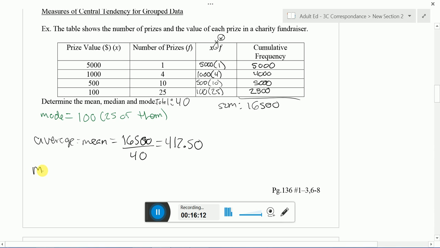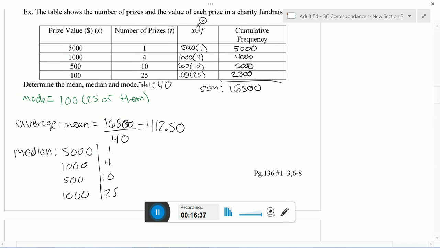Finally, the median is a little bit trickier. For the median, I'm going to write out that table that we have again. So we have $5,000 prizes, 1,000, 500, and 100. And I'm going to write out how many prizes we actually have. So we have 1 $5,000, 4 $1,000s, 10 $500s, and 25 $100s.